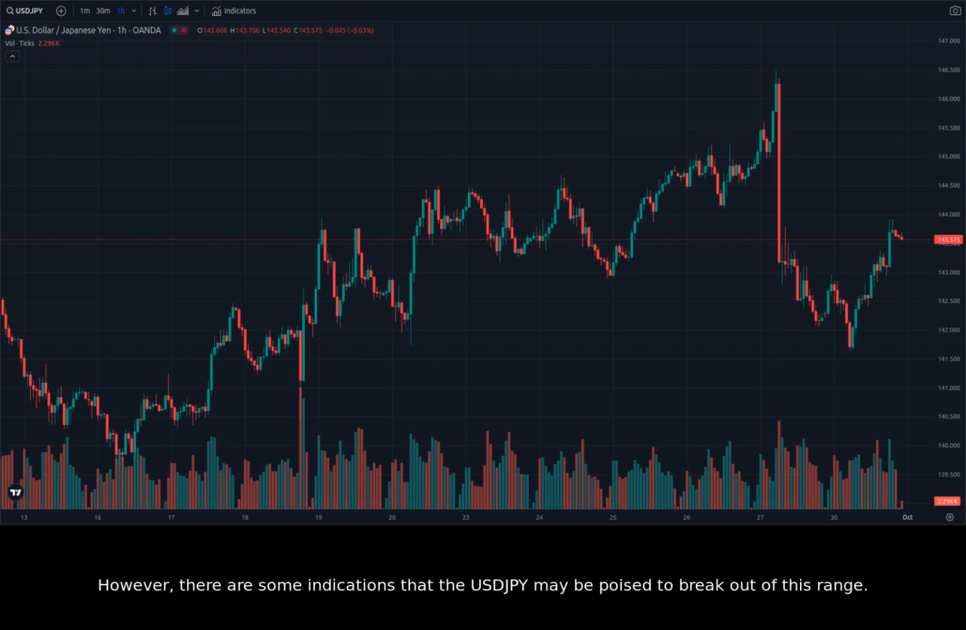However, there are some indications that the USDJPY may be poised to break out of this range. The pair is currently trading near the bottom of the range, which could suggest a potential bounce back to the top. Also, the RSI indicator is showing signs of oversold conditions, which could indicate a bullish reversal.